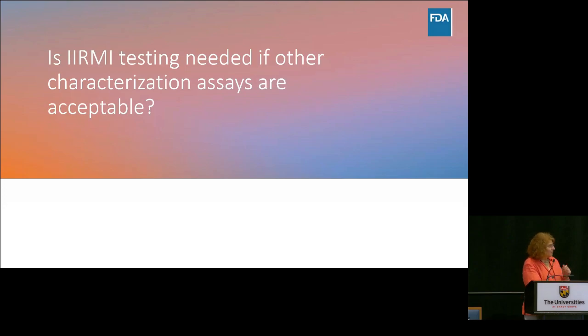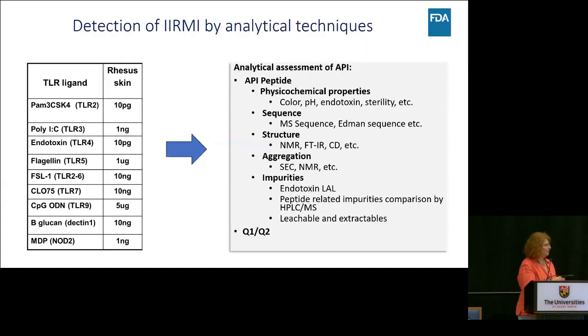So another question that we are very frequently asked is, we do all this characterization, do we still need this additional data to really understand? And that makes sense. If you look at all these individual impurities that I said are going to induce an innate immune response locally in the skin of a monkey, you have things like 5 micrograms of CpGs or 1 microgram of flagellin. You should be able to maybe detect those with these assays, right?